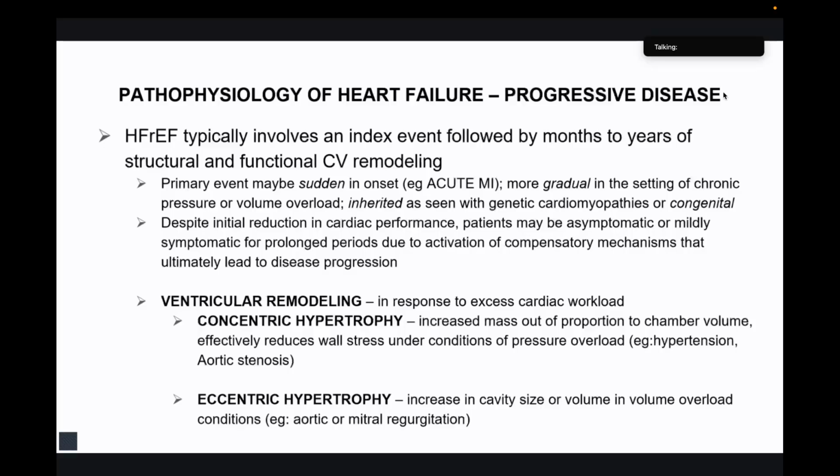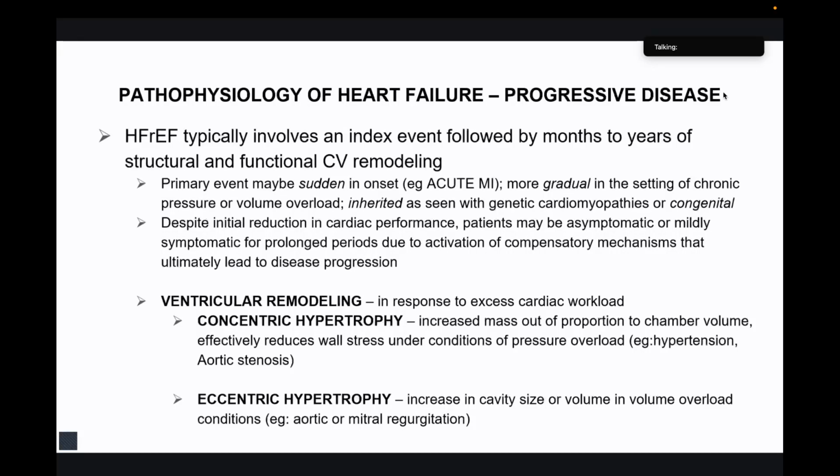HFrEF typically involves an index event followed by months to years of structural and functional cardiovascular remodeling. The primary event may be sudden in onset, such as acute MI. The index event may be gradual in the setting of a chronic pressure or volume overload. The index event can be inherited, such as in genetic cardiomyopathies, or congenital.